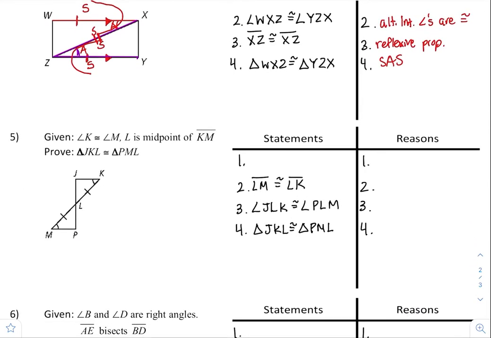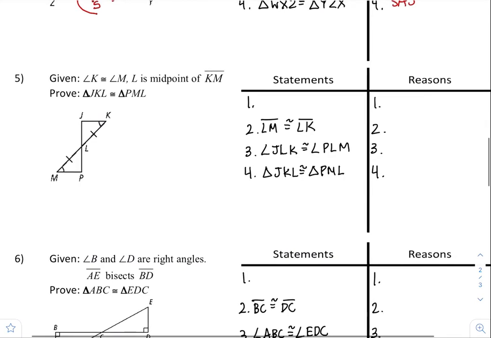Number 5. Alright, so angle K is congruent to angle M, right, you guys? So angle K is congruent to angle M. Now, you guys, it says L is the midpoint of KM. So since that's the midpoint, that means it's in between, the middle of this whole segment, which means you have two equal segments, right? Since it's in half, that means you have two segments that are congruent to each other.